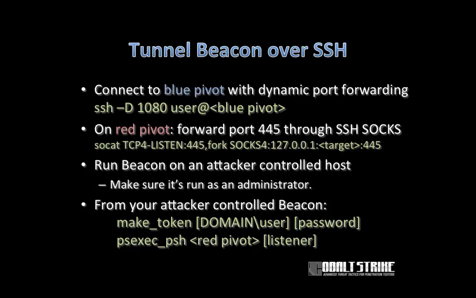Now, from that attacker-controlled beacon, what you're going to do is load trust material into your access token that Windows will use when it tries to talk to our target system through a port forward. Okay? So you can do that a variety of ways. You can use make token to create a token, either for a local account or a domain account. And you can even use the pass the hash technique we talked about in the last lecture. Either one is okay.